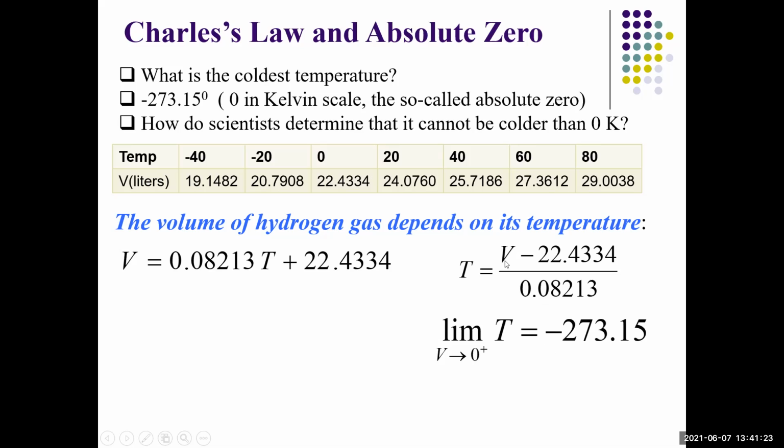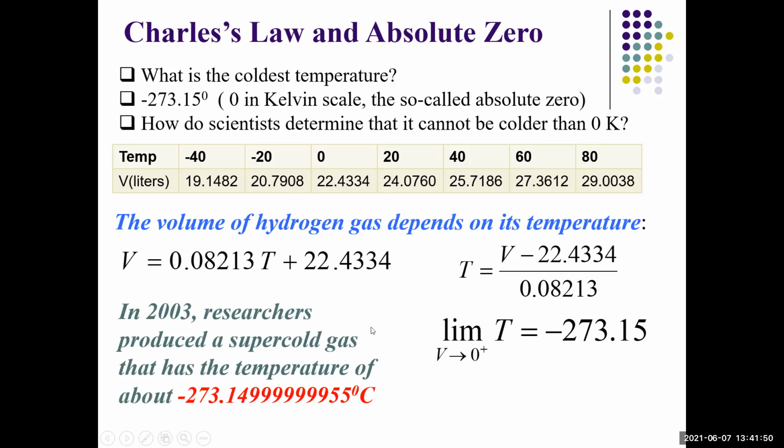So when V approaches 0, it can only be from the right, because it's getting closer and closer to 0 from the right of 0, not the left. There are no negative numbers. So approaching 0 from the right, when you plug in and do the math, it comes out to be negative 273.15 degrees.